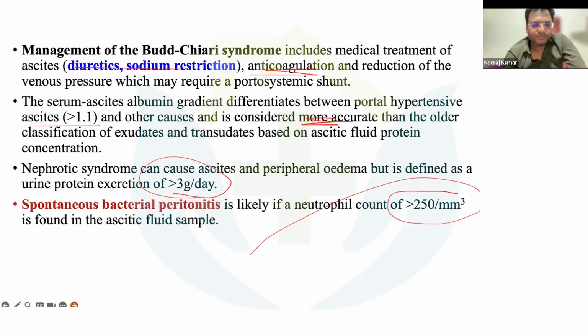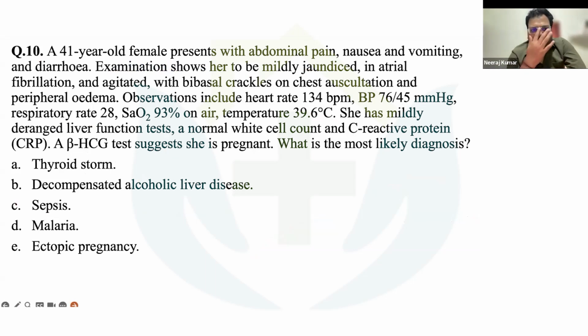millimeter cube. Now coming to the next question, 41-year-old female, abdominal pain, nausea, vomiting, diarrhea, examination showed mild jaundice, atrial fibrillation, agitated, bibasal crackles on chest auscultation, blood pressure is 76/40, heart rate is 134, and SpO2 is 93. She has mildly deranged liver function tests, normal WBC, C-reactive protein, and beta HCG suggests she is pregnant. What is the more likely diagnosis?